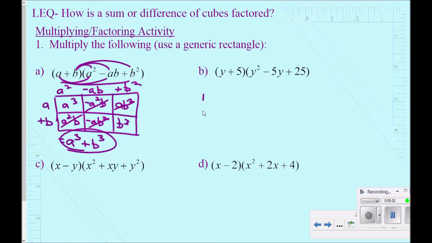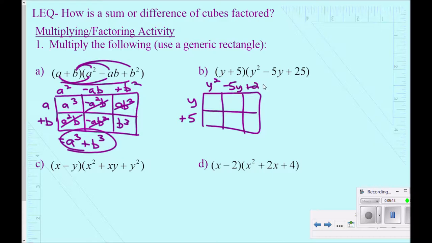Next, same idea. y plus 5 and y squared minus 5y plus 25. Now, in class, I did have students do B, C, and D. So you should probably, if you're watching this, pause the video and try B, C, and D on your own, and then play to check your answers.